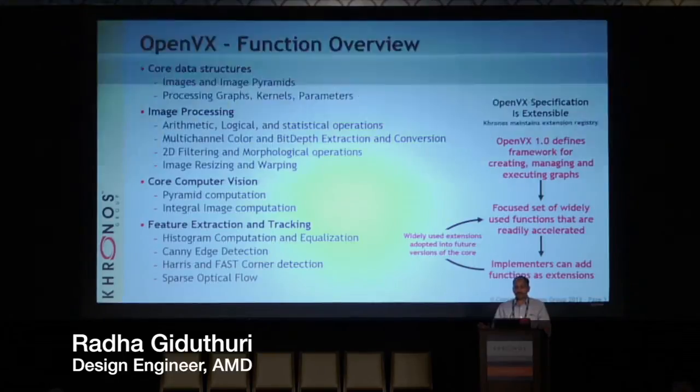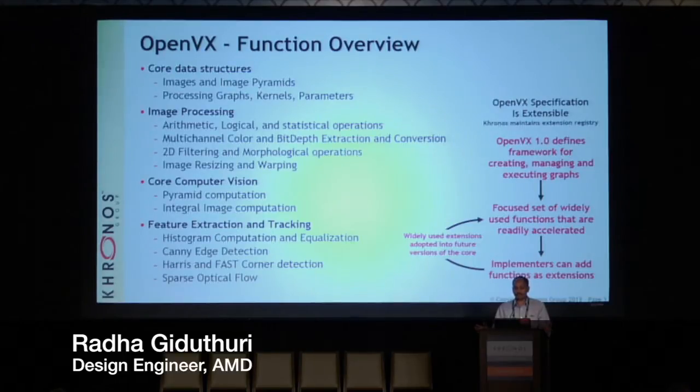Now, in terms of overall function, what Khronos defines is a basic framework that your developers can use to create and manage graphs and also be able to execute graphs. We came up with 41 functional primitives that are widely accepted by the industry, at least the Khronos members here. Now the vendors are free to extend this functionality to add their own functionality. Once all the functions get accepted by the industry, it'll go back to Khronos and we'll try to add more and more functions into the spec.